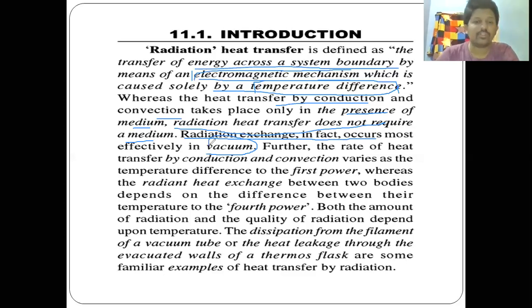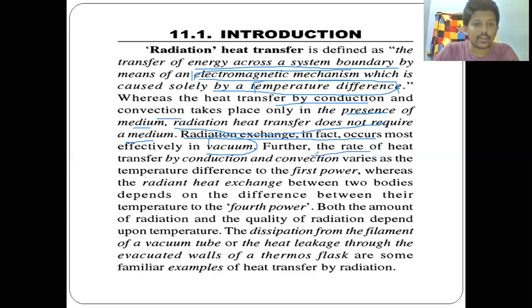The best example we can take for radiation is our sunlight. We know that the sun is very far from the earth, but still the radiation from the sun travels very fast, in the form of light, at a rate of 3 × 10^8 meters per second. It takes approximately 8 minutes for the sunlight to reach the earth's surface from the sun. You can see how fast the radiation is traveling in the vacuum.